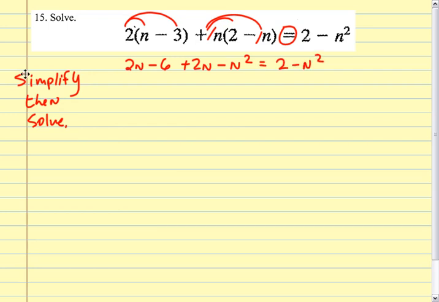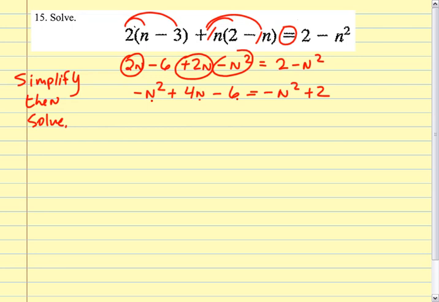All right. Let's see, I'm going to simplify the left side still, and I can combine the 2n and the 2n. That's going to give me 4n. I'm going to take this negative n squared and stick it in the front, because we always put the higher powers in front of the lower powers. And then I'm going to take negative 6 and put it in the back. Now I can't simplify that anymore. All right, I've got n squared, I've got n, and I have no n. Now on the right side, I'll just write negative n squared plus 2. I put it in order, it's just habit.